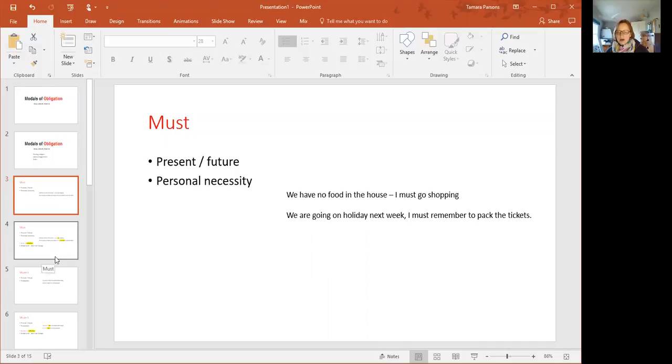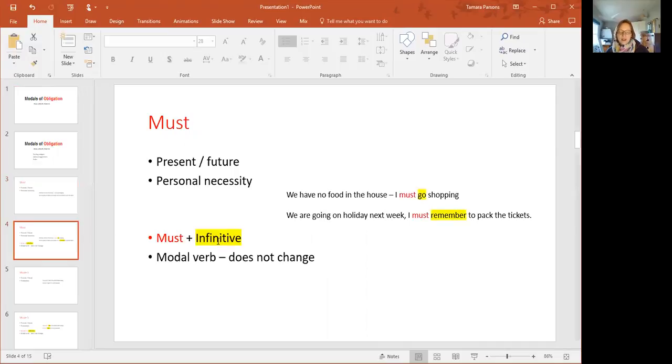So we form must as a modal verb with the word must and the infinitive. So it doesn't matter if we're talking about the present or the future, it's must plus the infinitive. The rest of the sentence will tell us when. So I must go shopping tomorrow, I must go shopping now. Okay, either way, it doesn't matter. But we do still need to have a main verb. Okay, so we add must, and then we need a main verb.